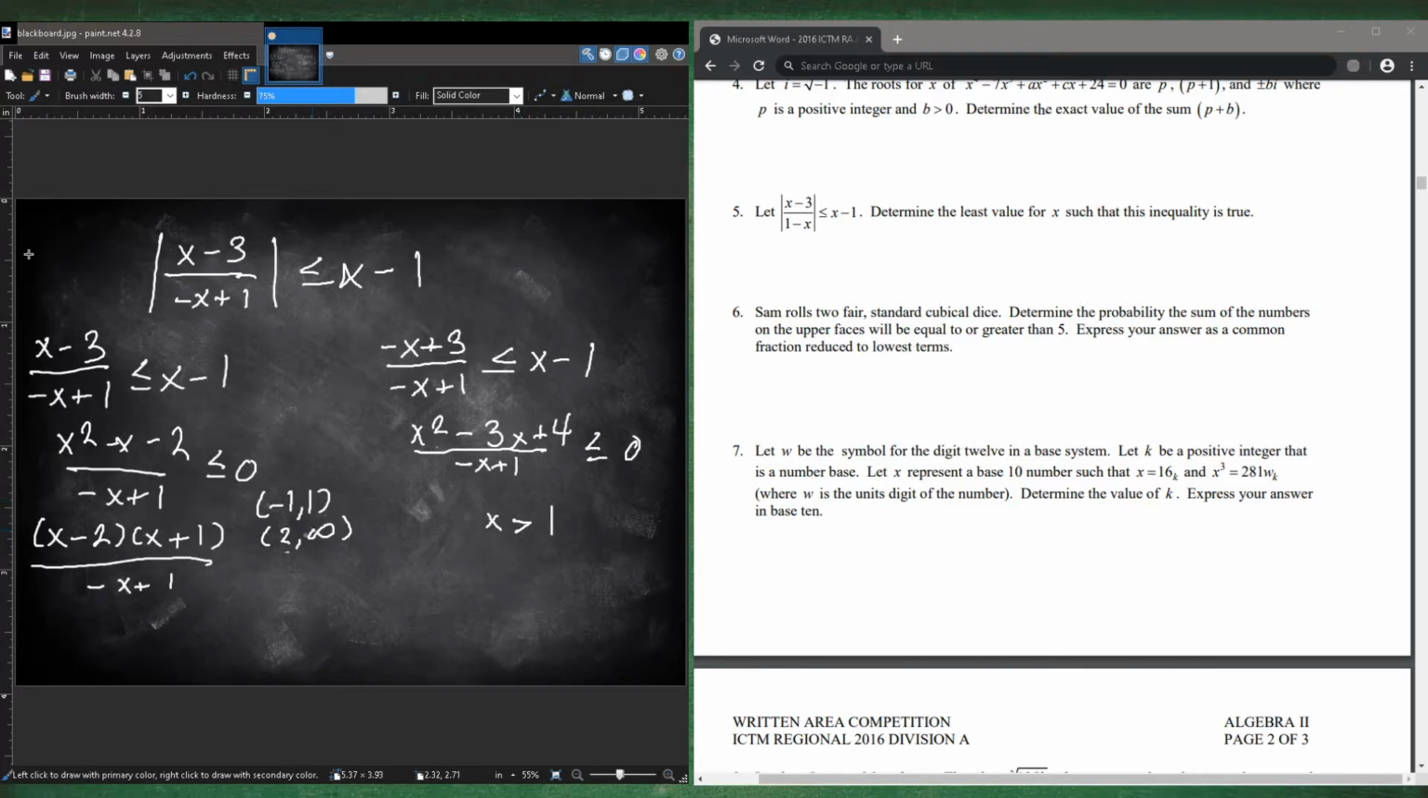Then the least possible answer based on this solution set is that it can't be any of these because it has to be greater than 1. So the smallest possible is 2. So the answer for number 5 is 2. Oh, sorry about that. 2. Okay.